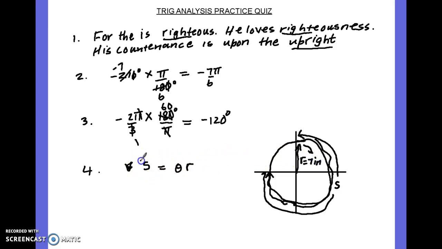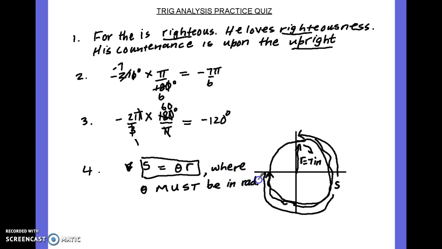And this is the equation you have to remember. S equals theta R. You must remember that where theta must be, let me put that in all caps, must be in radians. Okay, so let's work it out now.